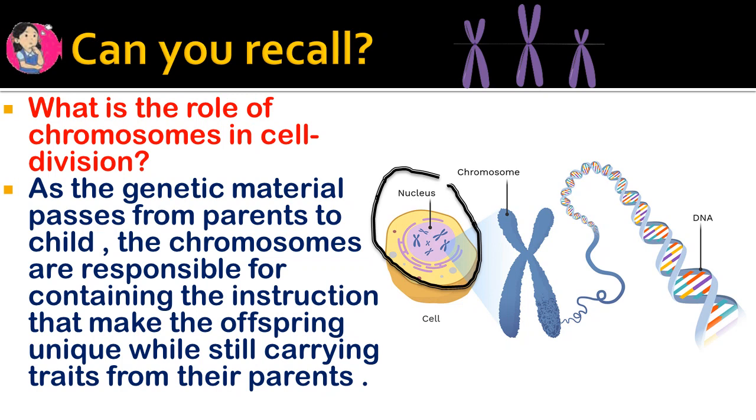Traits means characteristics, different characters. We know that different characteristics are passed from parents to their offspring or to their progeny or to their new generation or children. Okay, so chromosome is responsible for passing the characteristics from one generation, or we can say from parents, to their offspring.